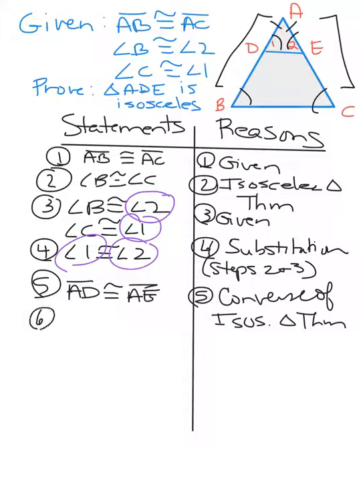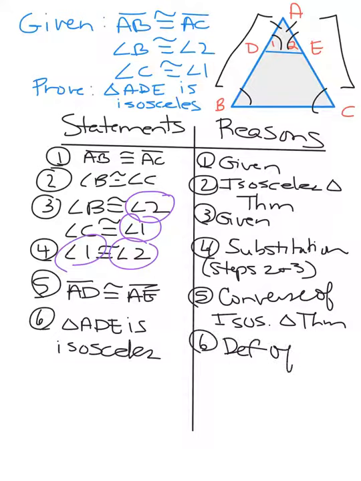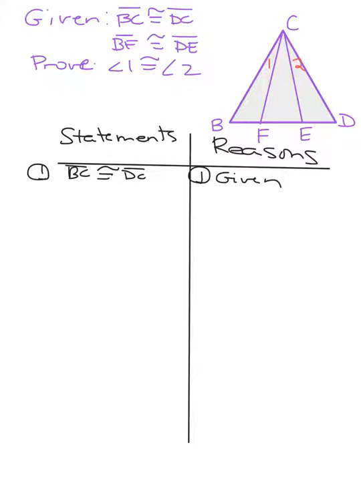Now from here I can say that triangle ADE is isosceles, and that is because of the definition of isosceles triangle. The step before it, I identified that segment AD and AE are congruent, and that defines an isosceles triangle.